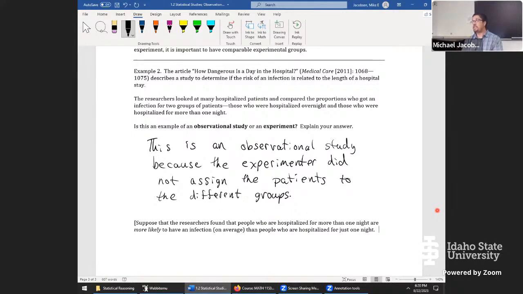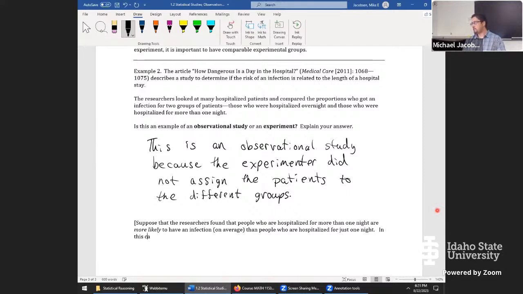If this is an observational study, and it was, all they are finding is an association or a relationship between length of stay and infections. There could be many other variables that are causing infections. For example, what happened to you to bring you to the hospital? That's probably more important than how long you stayed in the hospital for some infections. So let's add here to finish off this thought.